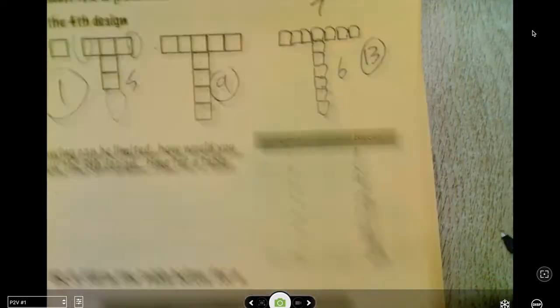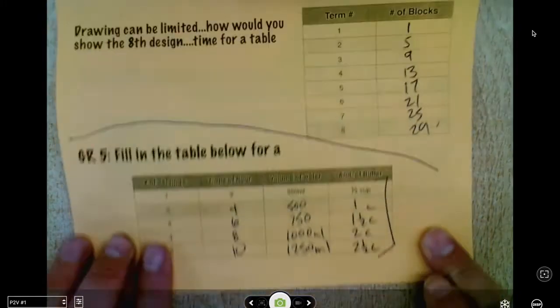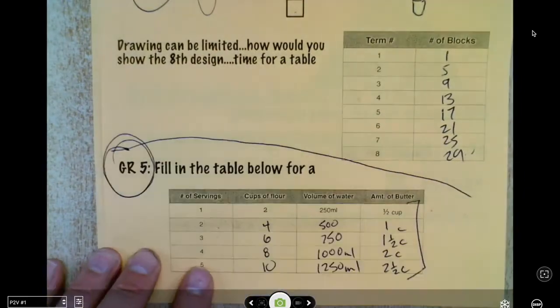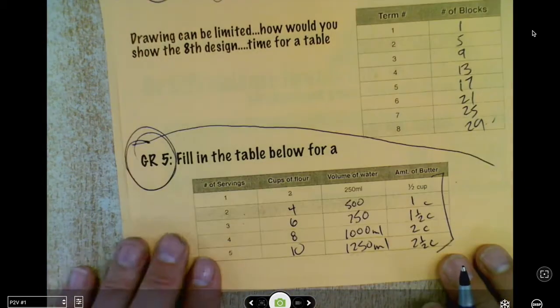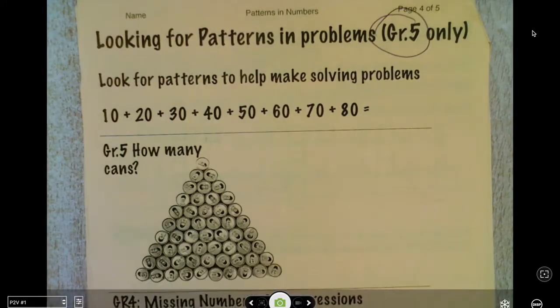Okay, let's keep going. Oh, by the way, all the bottom was just for grade 5s. So grade 5s, tables like that with recipes, that was in your work, but it wasn't in the grade 4's work. Again, here's a grade 5 only, so grade 4s can take a little nap.